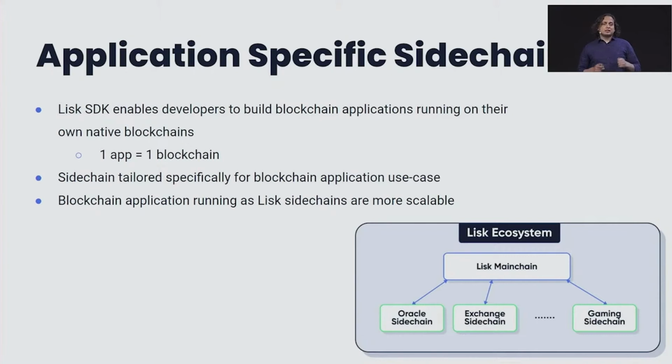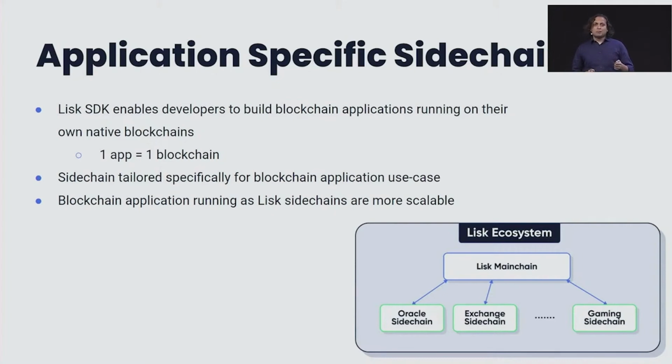What this also means is that developers can tailor their sidechains specifically for that particular application, which means they don't need to specify extra transaction types or extra state transition functions, just what they need for that application. This saves a lot of cost in terms of resources, and the performance of that application greatly increases because it's on its native sidechain.